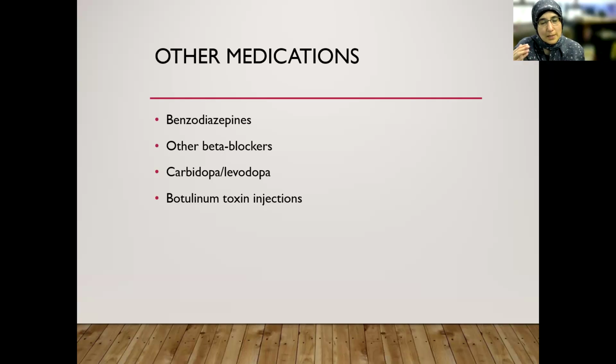So as you can see, the list of really good medicines for tremor is pretty short. There are 2 or 3 medicines that we can say with certainty that yes, these are going to help. The first two are propranolol and primidone. The rest are more second-line medications, which may or may not help.